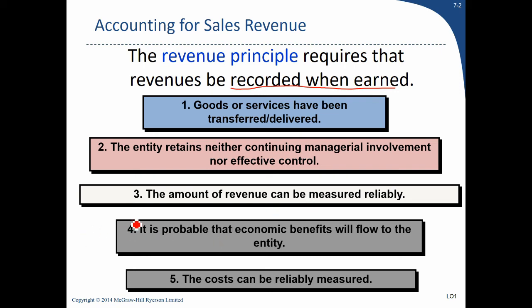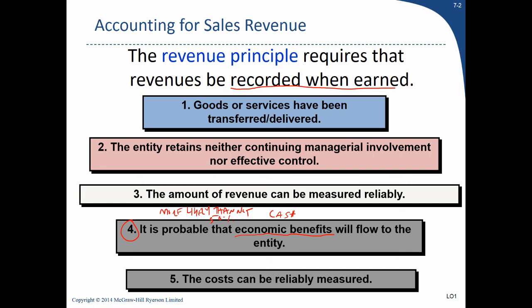So this is all jargon. I'll kind of put it into English for you. It is probable that economic benefits will flow to the entity. What on earth does that mean? So economic benefits in accounting speak really just refer to cash. Probable means more likely than not, which is like 50%, right? 50% will flow to the entity. So that's an interesting question.